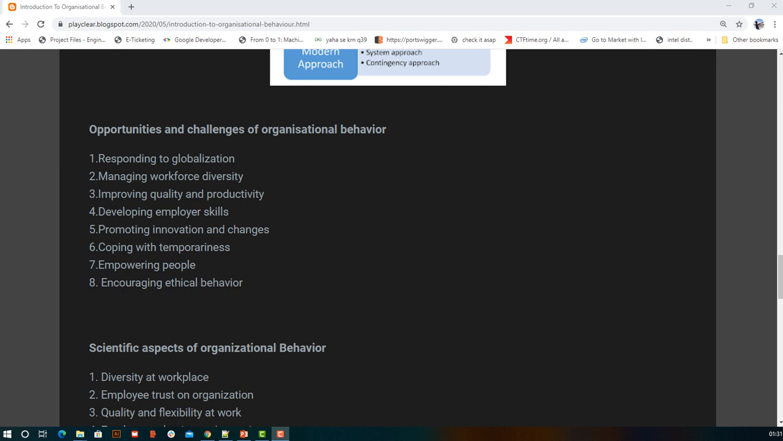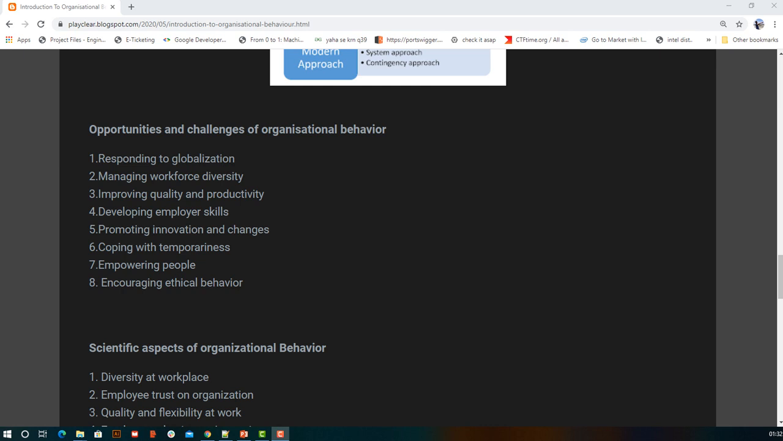Next is coping with temporariness. In this point we can consider sudden drastic changes, like a sudden change on the internet which booms e-commerce and gives priority to some other things. There is a sudden change in government policies, a sudden change in technology. So all these drastic changes need to be considered to have continuous growth of the organization, so we can consider them under coping with temporariness.